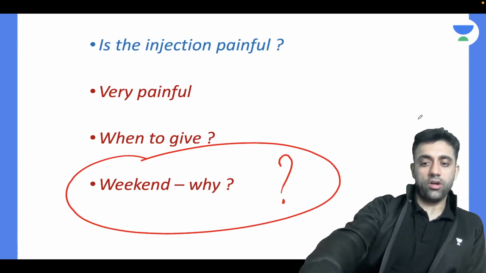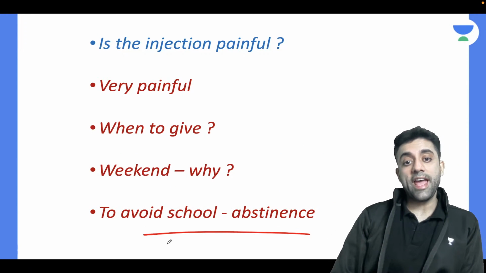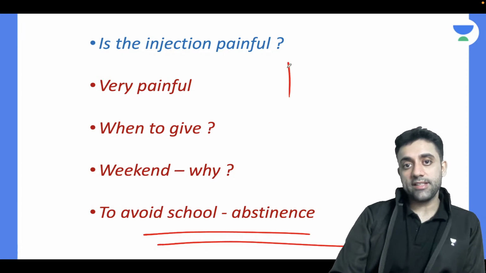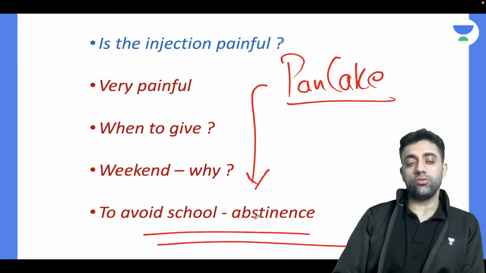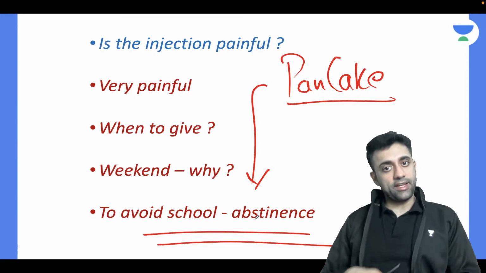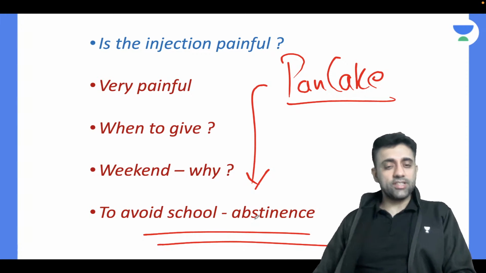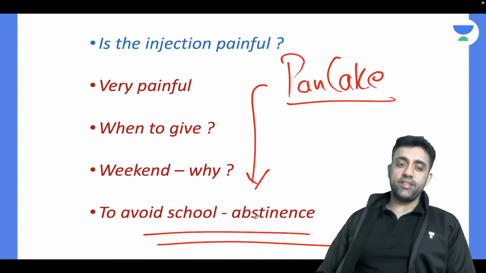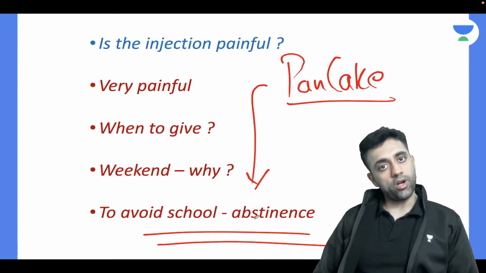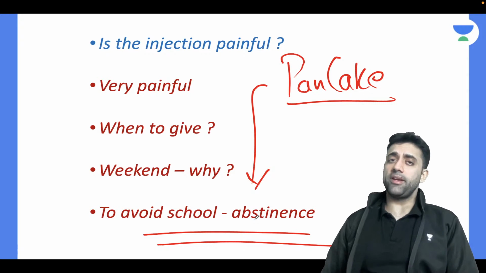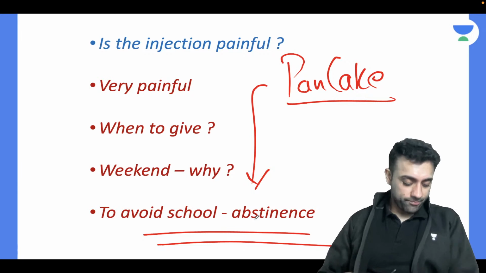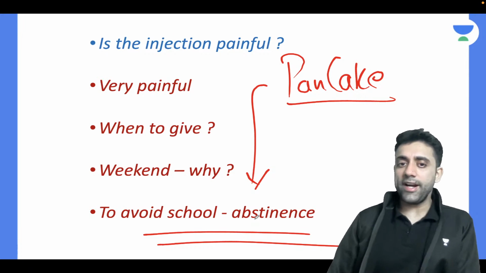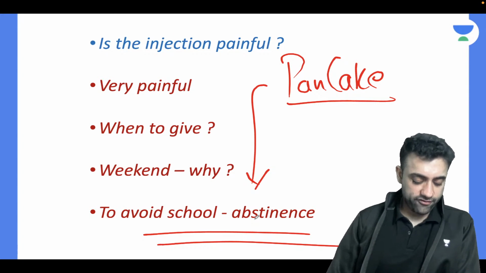Pancake says, to avoid school absence. Like Pancake, children run away from school. So to avoid people like Pancake wanting to run from school, it is better to give the injection on the weekend, because in the morning she will jump and tell mummy it is very painful, I am not going to school. Okay, so to avoid school absence, because the injection is very painful, that's why.